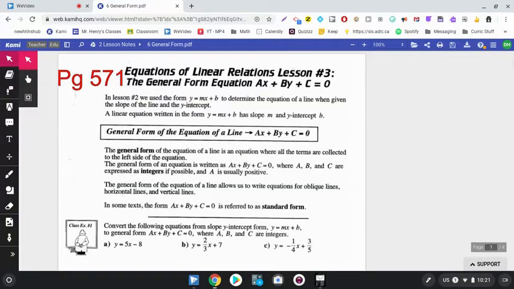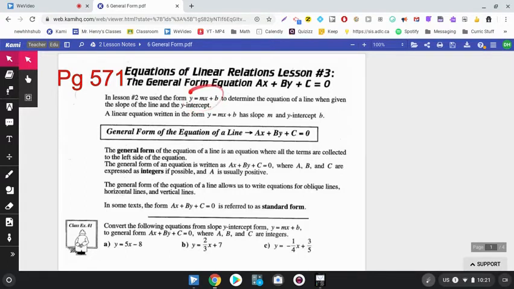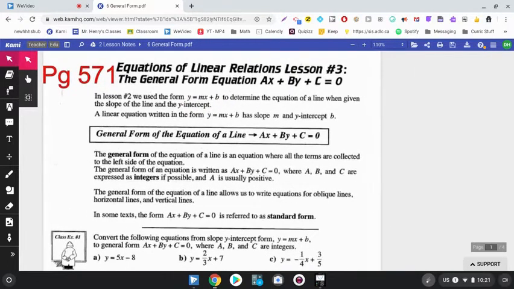Here we are, page 571. And what we're looking at is general form. Okay, so this is just a new way to write an equation, a new way to write a linear relation, and we'll dive into this one. So we already know y equals mx plus b. That's slope-intercept form. We call it slope-intercept form because it tells me the slope and it tells me the y-intercept. Okay, so that's a very useful form of equation.